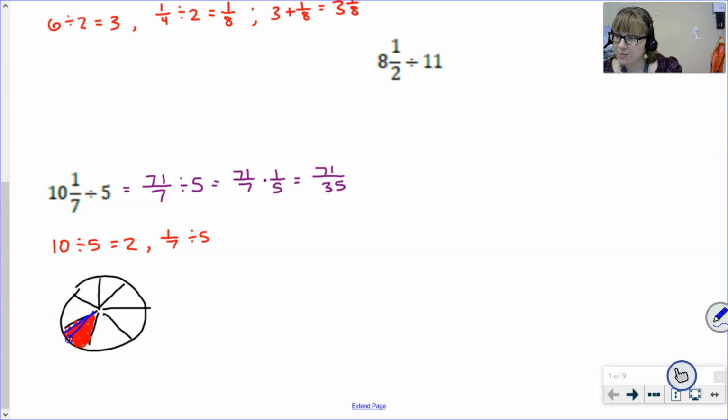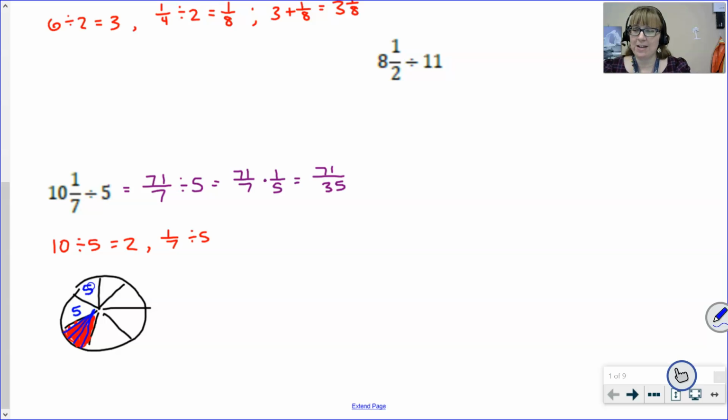1, 2, 3, 4, 5. So they're each going to get just this tiniest little sliver. But how much is that with respect to the whole? In order to really see how much it is with respect to the entire whole, I'd have to imagine that this piece here is also cut into 5 slices.